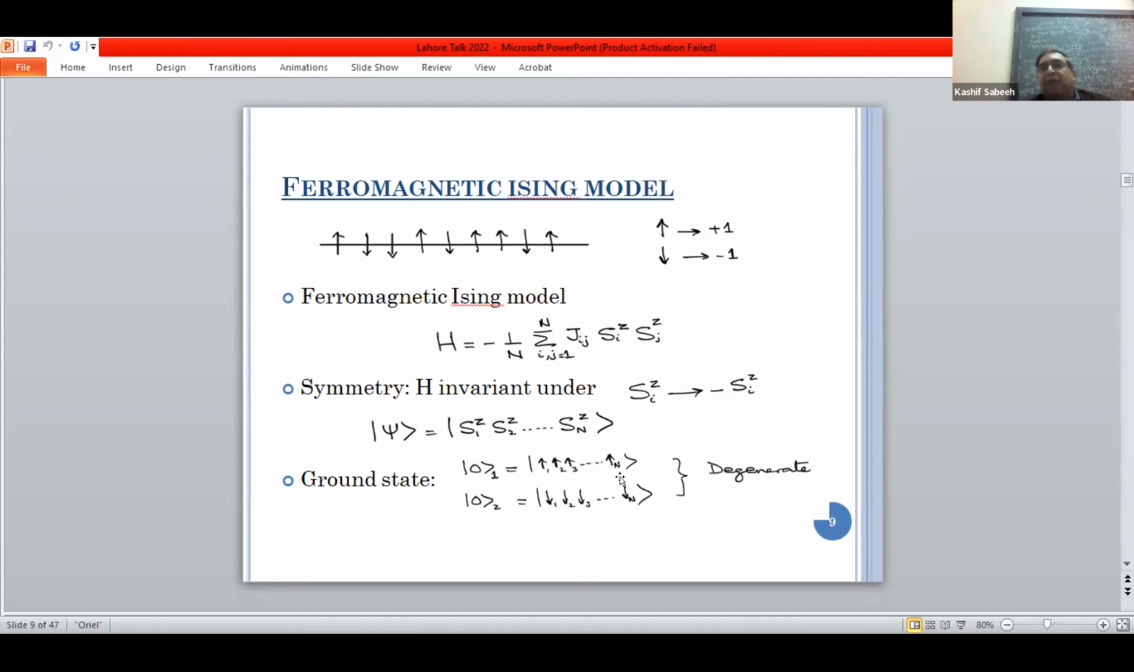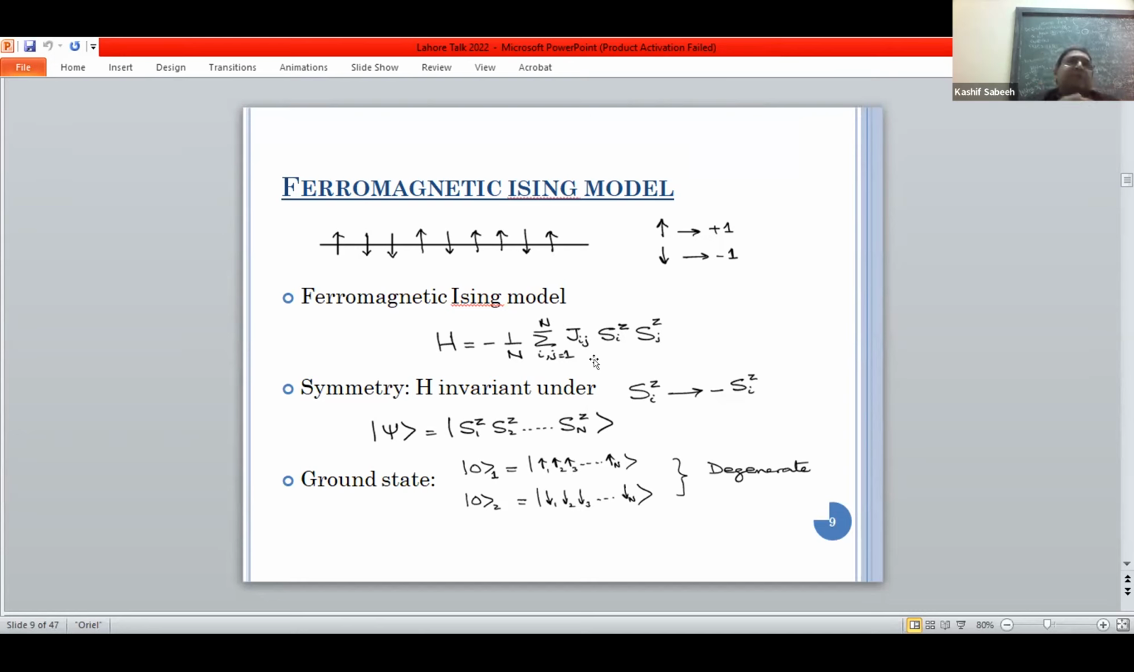But the important fact is that under this transformation, these 2 ground states are not invariant. They do not remain the same. In fact, if you flip all spins in the first one, which I'm calling 0,1, you go into the 0,2 state. And if you do the same with the 0,2 state, you go to the 0,1 state. These ground states are not invariant under this transformation, whereas the original Hamiltonian, describing this spin chain, which is a ferromagnetic Ising chain, is invariant.